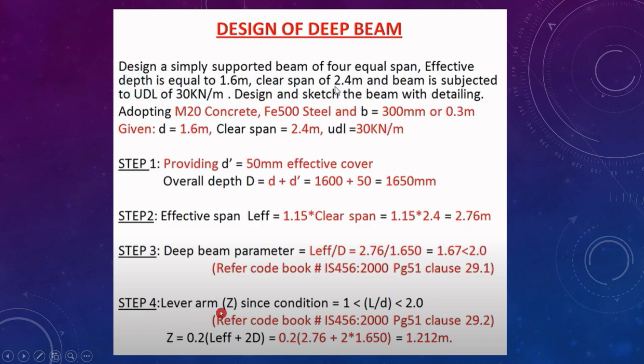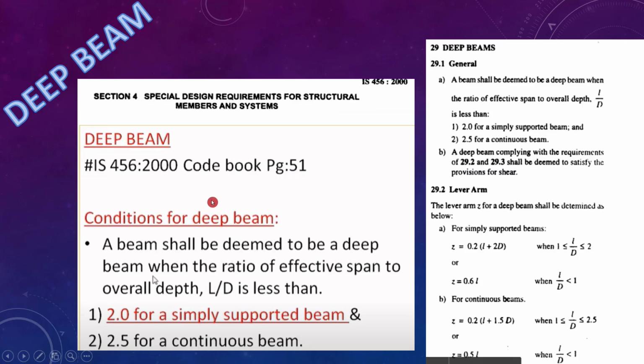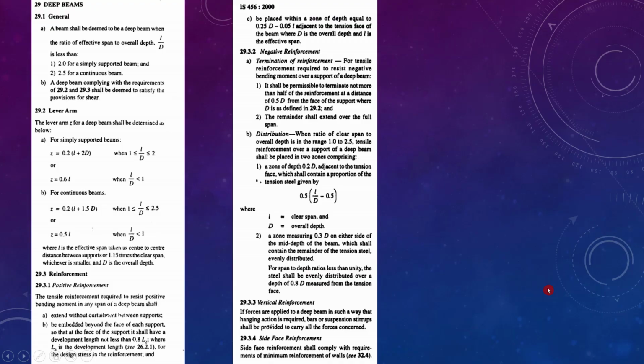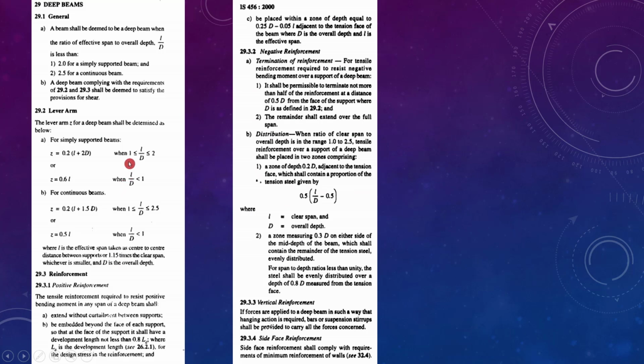And the next step is to find the lever arm. So we just mentioned that for a simply supported beam, there are two lever arm values for different conditions. Our L by D value is 1.67, which is in between 1 and 2. So we are supposed to use the value Z is equal to 0.2 into L plus 2D.